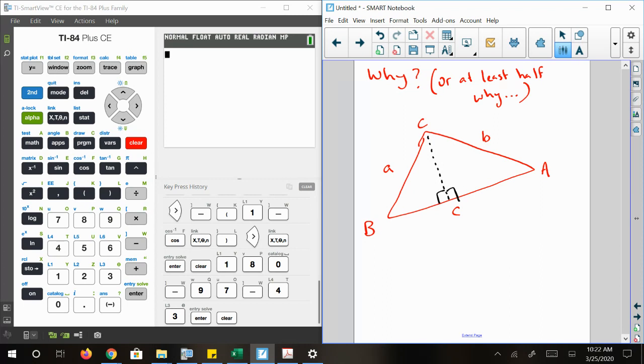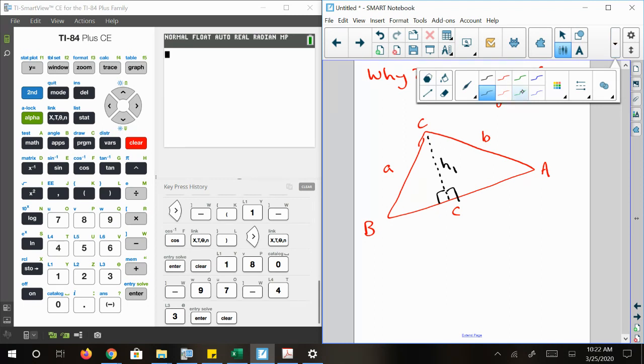By doing this, what I've actually done is create two right triangles, one right triangle on the left, and another right triangle over here on the right. And I'm going to call this altitude h sub 1. Okay, and I'm going to start by doing some geometric statements here.